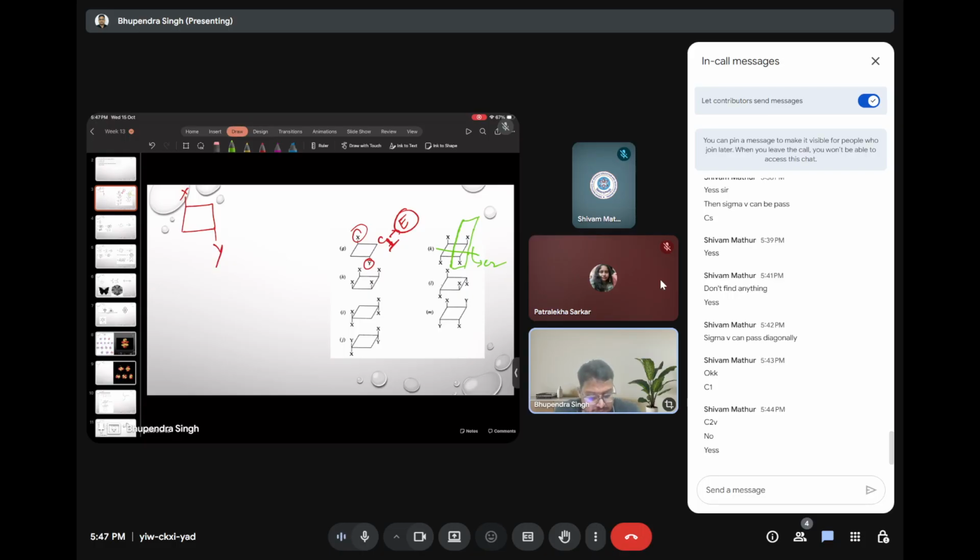Then tell me the point group. Yes, C2h. Why are you making mistakes in finding the point group? This is very easy. Anyway, find the point group of the next molecule.